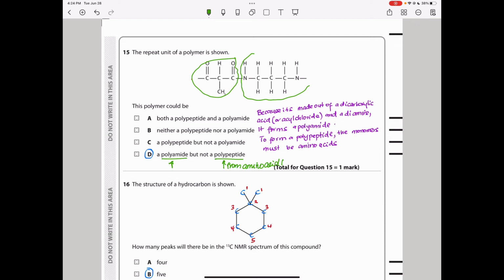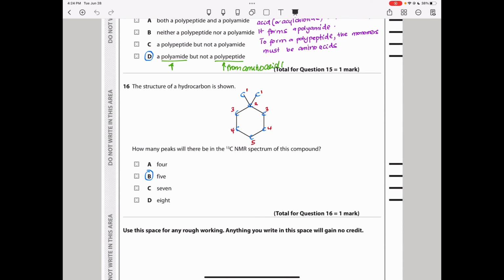So here, for extra explanation, because it's made out of a dicarboxylic acid or diacyl chloride and a diamine, it forms a polyamide. To form a polypeptide, the monomers must be amino acids. So for this to be formed, we need amino acids. For this, it could be just a dicarboxylic acid and a diamine, or it could be a diacyl chloride and a diamine.